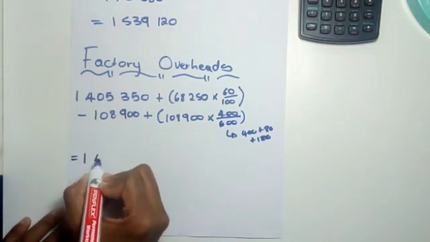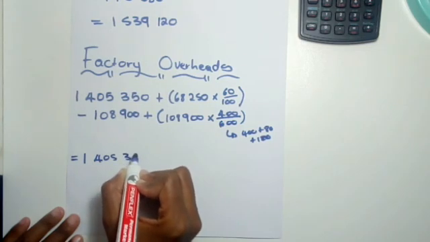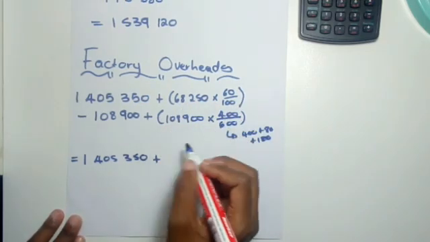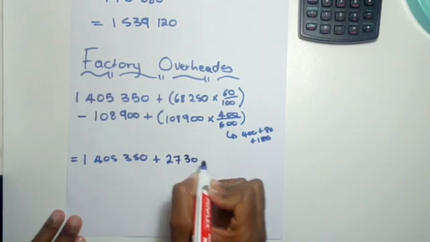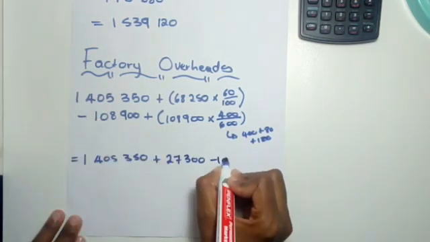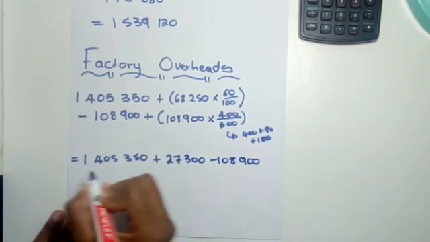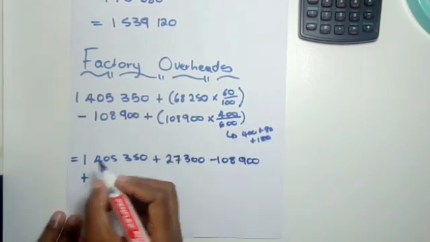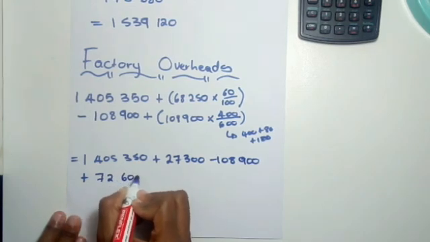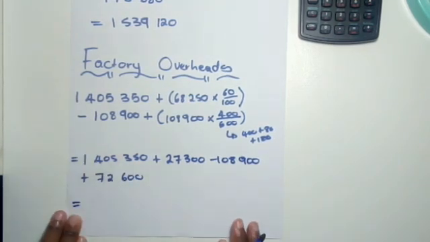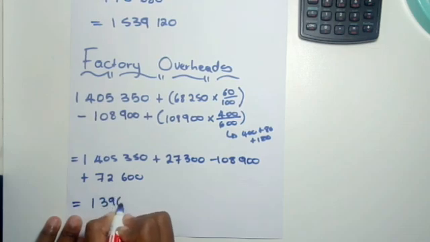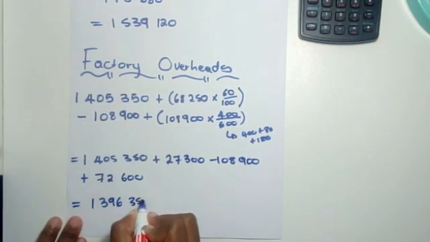So we have 1,405,350 plus this gives me 27,300 minus this 108,900 plus this gives me a total of 72,600, and punch everything in your calculator and get a total of 1,396,350.